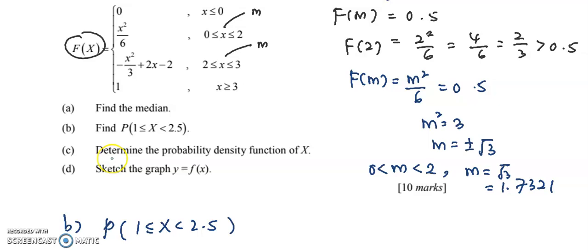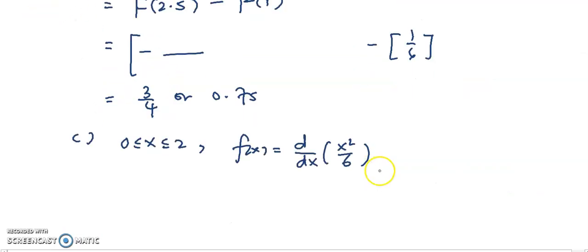Okay, so for part C, we need to determine the probability density function, meaning that from this cumulative distribution function, we need to convert back to the PDF. We need to differentiate, so just differentiate these two functions. Then later on, you add one more line for 0 otherwise. For the interval 0 to 2, we differentiate x squared over 6, so the function is 2x over 6, which gives x over 3. This is the first function for the PDF.